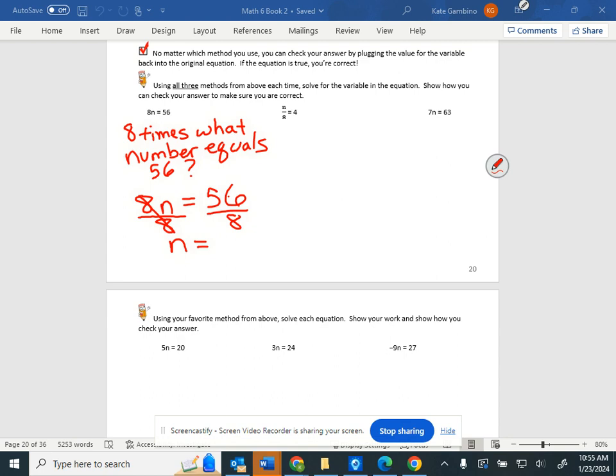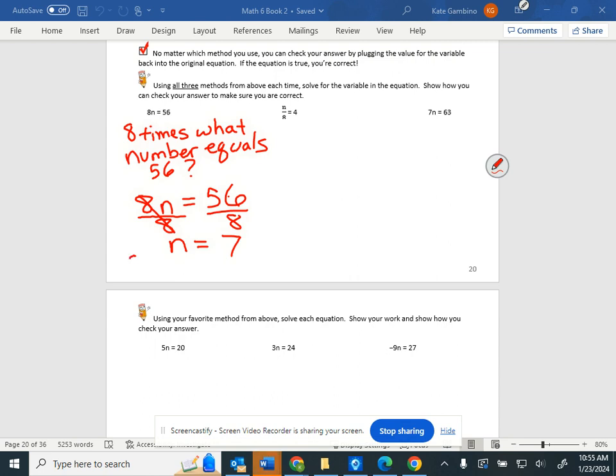Madison? Are we allowed to use a calculator on this? Yes, but you have to show your work. Yes, you can use it to check your math facts. Claire? N equals 7. 56 divided by 8 is 7. And then I could do my math facts.